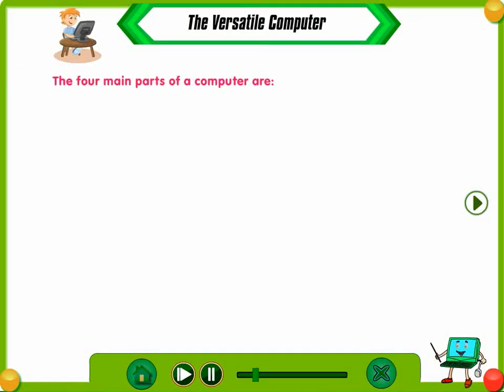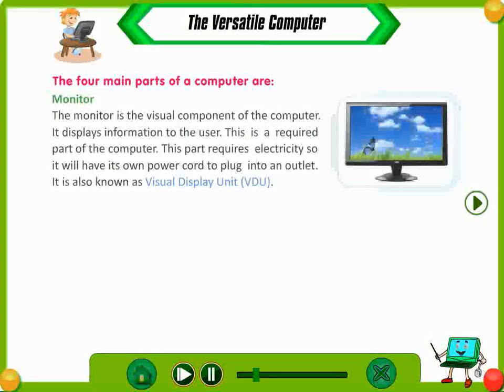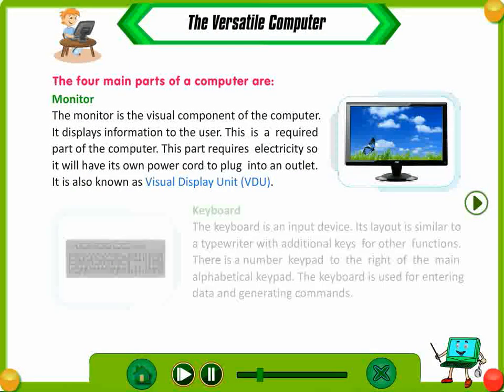The four main parts of a computer are: Monitor. The monitor is the visual component of the computer. It displays information to the user. This is a required part of the computer. This part requires electricity, so it will have its own power cord to plug into an outlet. It is also known as Visual Display Unit.